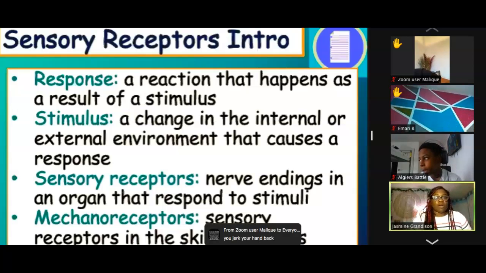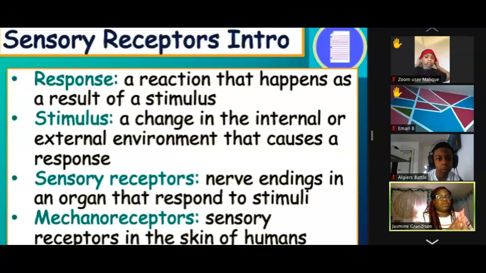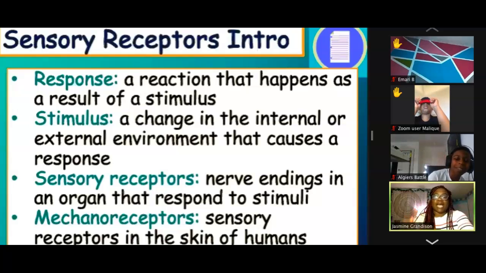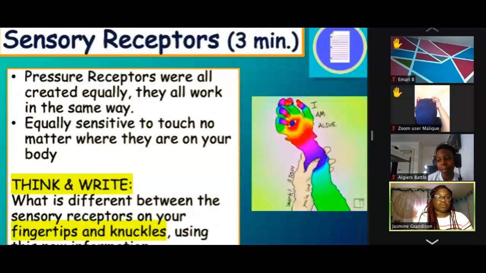Good. All right. So the sensory receptors, what you feel, those are those nerve endings being burnt a little bit from touching that hot stove. And the mechanoreceptors, we talk about the sensory receptors in the skin of humans. Good. Micaiah said that stinging pain. Go ahead. You jerk your hand back. Great. So we're going to use these 4 vocabulary terms in our answers for the remainder of the investigation.